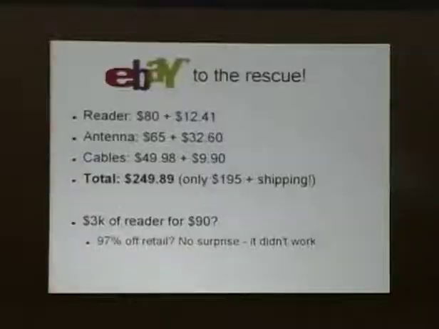So I started pricing up this stuff, and this reader alone is $3,000 retail. There's no way that's low budget, so there's got to be a better way to do it. eBay to the rescue. eBay is fabulous. You can buy anything on eBay. Total cost of the antenna, the reader, and the cables, $195 plus shipping. Same part numbers? Say again? Same parts. This is all official Motorola parts. It's retail hardware.